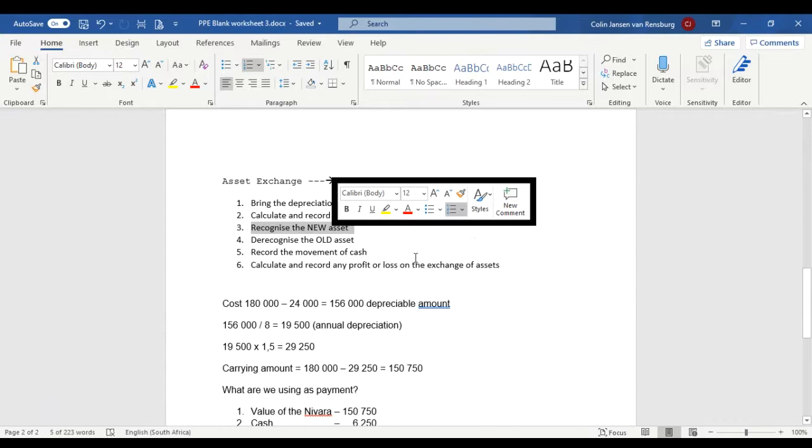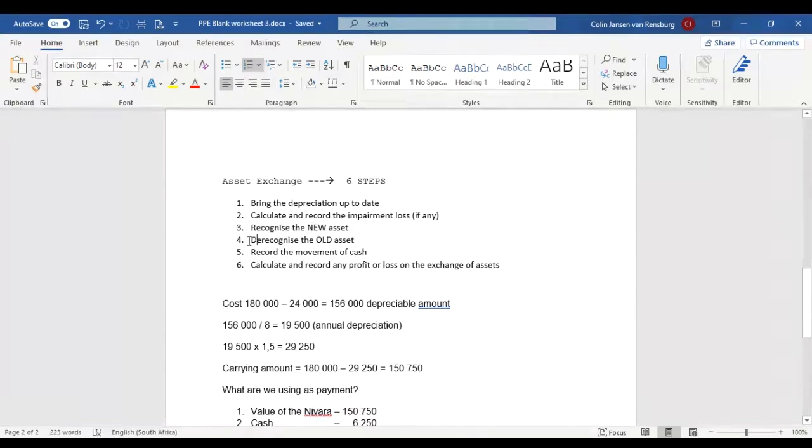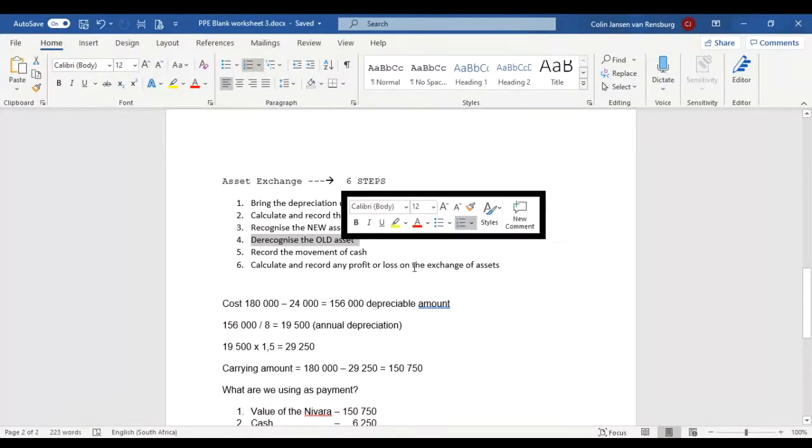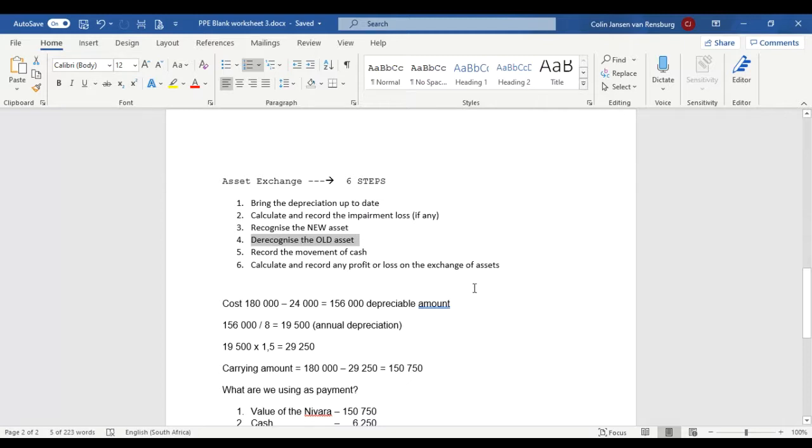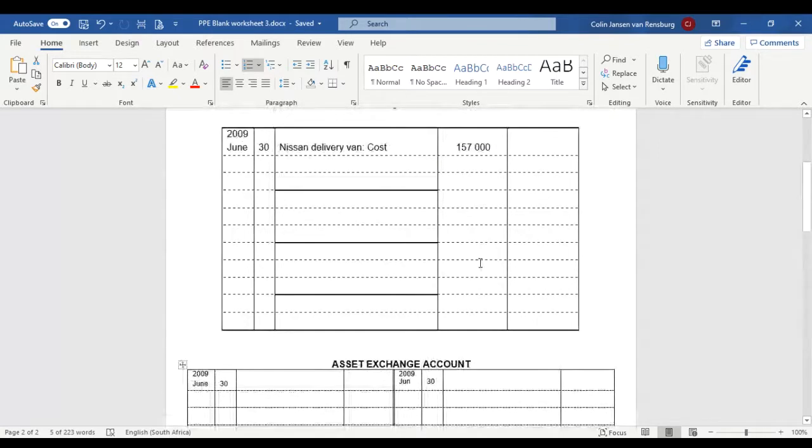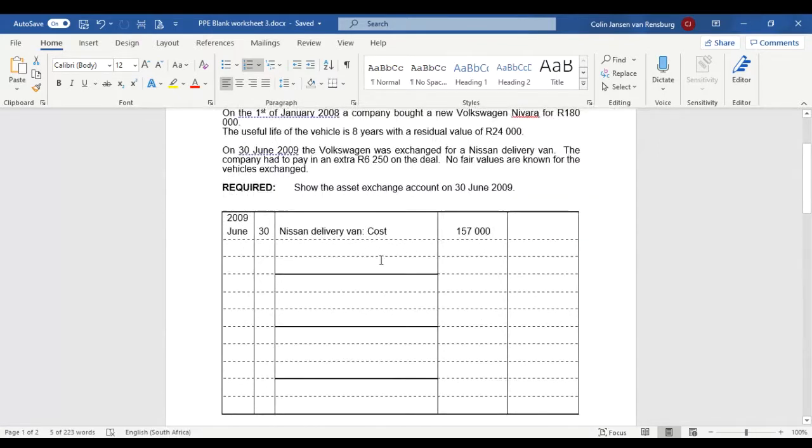So the next step that we must go and do is to de-recognize the old asset. Right, so now we've got to go and de-recognize the old asset. The old asset being the Navara. What was that first one? The one is the Nissan, the other one is the Volkswagen Navara. So let's go and de-recognize that. So that will also be on June 30th, same day.